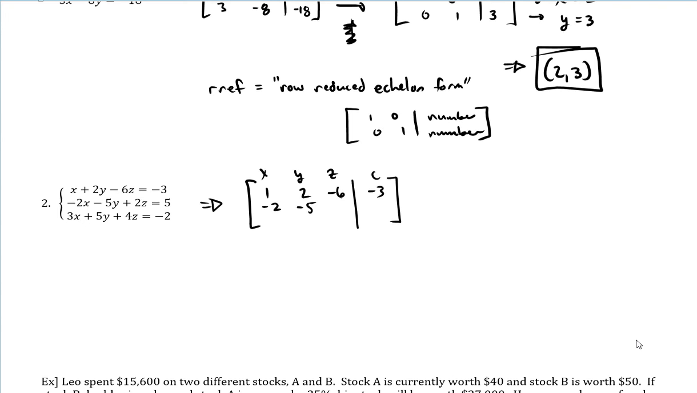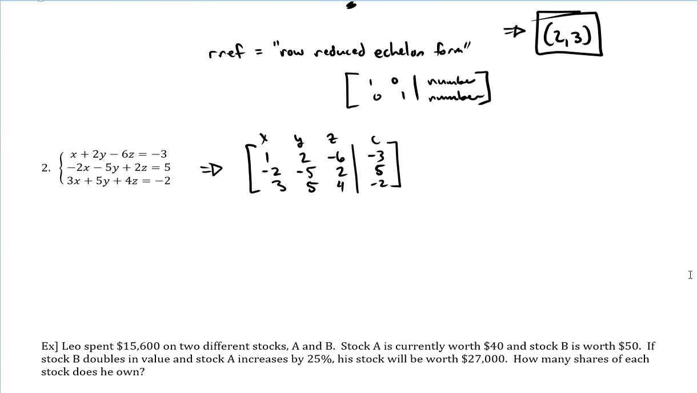We have negative 2, negative 5, positive 2, positive 5, and then we have 3, 5, 4, negative 2. Notice everything's set up already. It is XYZ constant, XYZ constant, XYZ constant. Be extra careful though. Sometimes they like to rearrange it to mess with you, just to see if you're catching their little tricks. Here they're nice enough, and most of the time they are, to have everything in order ready to go. Okay, so this is our matrix, and what we're going to do is the RREF on it.